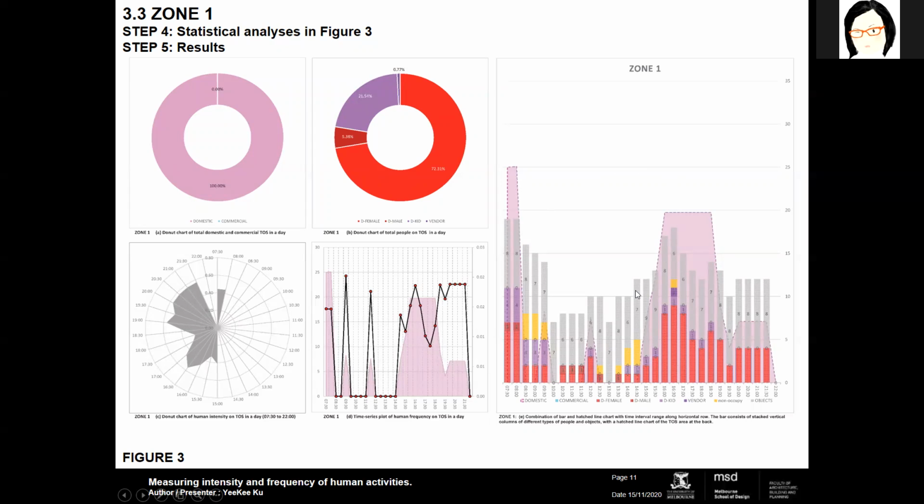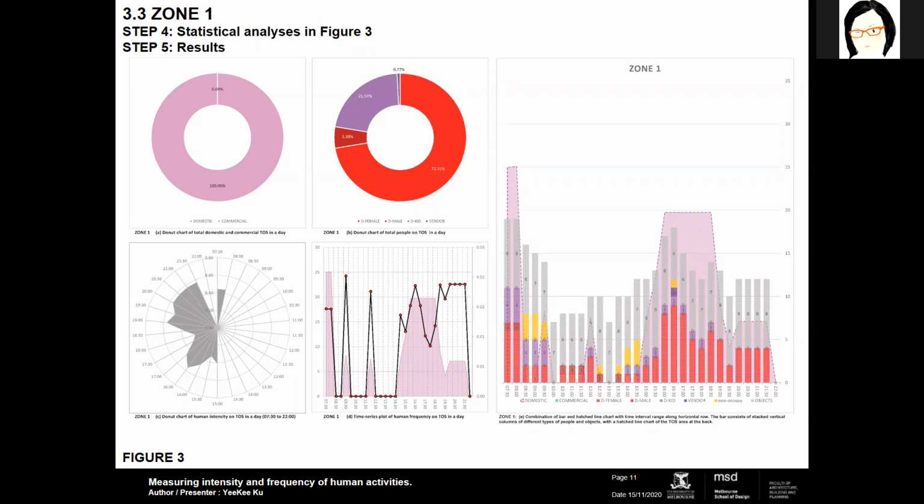Figure 3E is a combination chart of stacked vertical columns to the time intervals of different types of people and objects, with a hatched line chart of TOS area behind. This visualizes the dynamic of number of people and objects on the TOS area throughout a day. In zone 1, the frequency pattern in figure 3D and intensity pattern in figure 3E are almost the same as the active TOS domestic area.